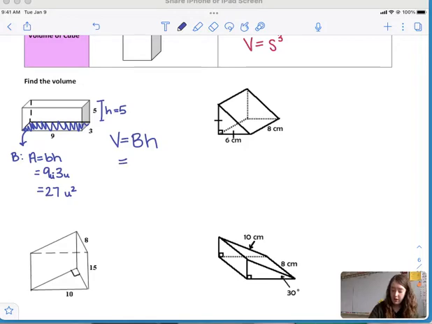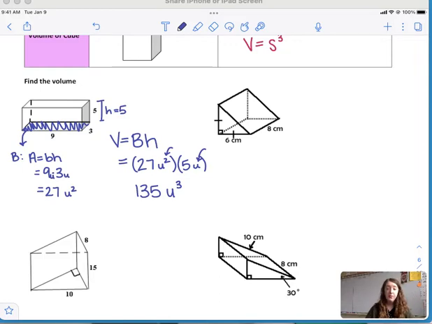We figured out that our base was 27 units squared. Our height was 5 units. So when we take 27 times 5, we're going to get 135. And then when we take units squared times units, we're going to get units cubed. So everything with volume is going to be in whatever units it is, centimeters, inches, yards, whatever. It's going to be cubed, and that's why.